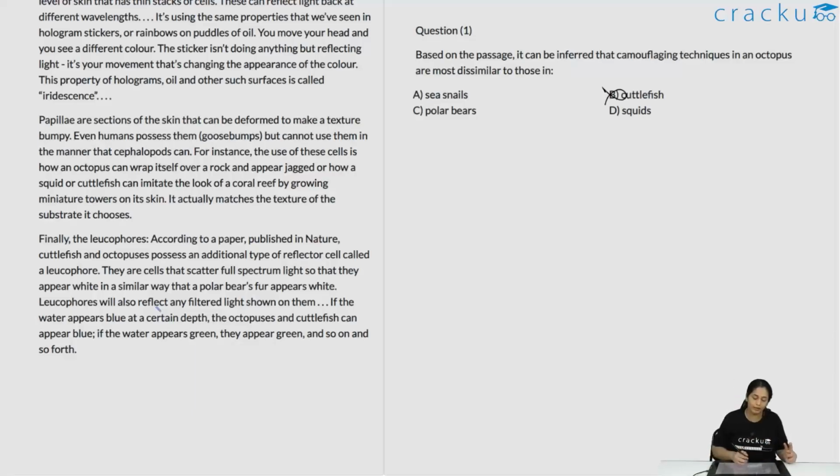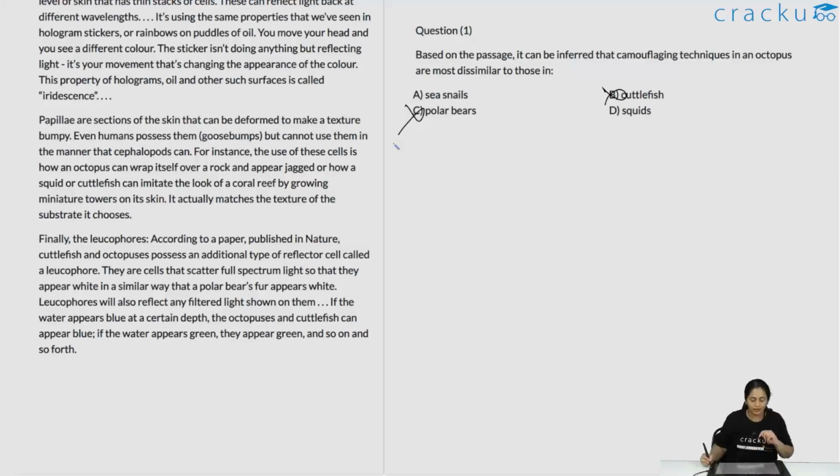Now second is polar bears. Polar bears are mentioned with leucophores. Polar bears also use the same method as leucophores. Octopuses reflect white light to appear blue in blue water and green in green water. Polar bears reflect white light to appear white when they are surrounded by snow. So the camouflaging technique is the same as the polar bear in the case of octopuses. So they are similar to polar bears in their use of leucophores. So C also can be eliminated.